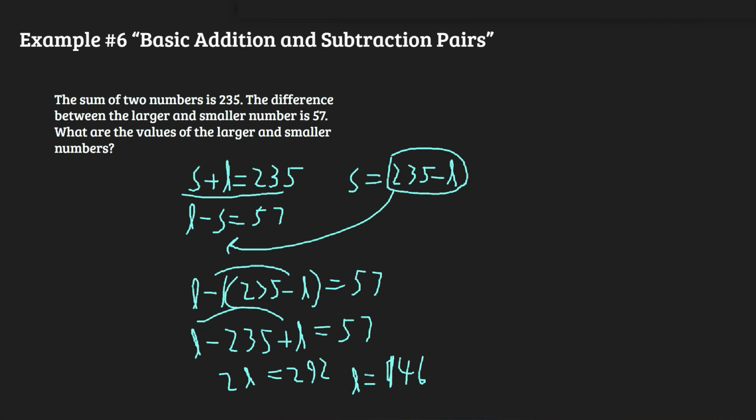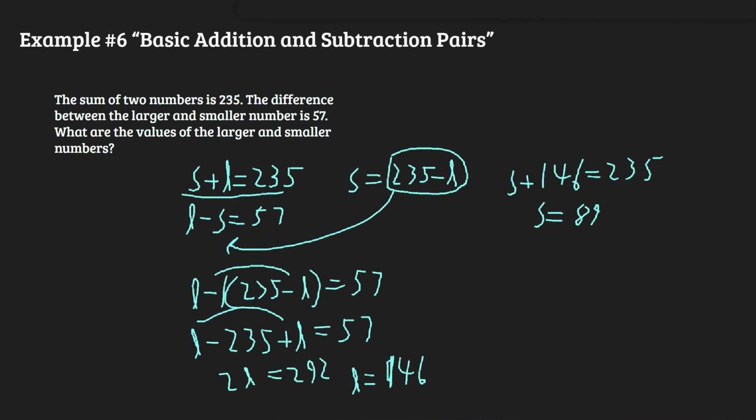Now let's plug that 146 into the first equation here to find the smaller number. So the smaller number plus the larger number, which is 146, is equal to 235. And then we'll subtract 146 from both sides of this, and we will get the smaller number. The smaller number is equal to 89.